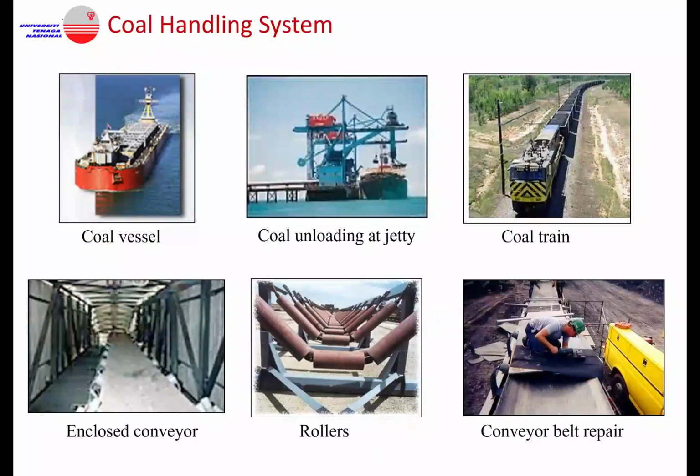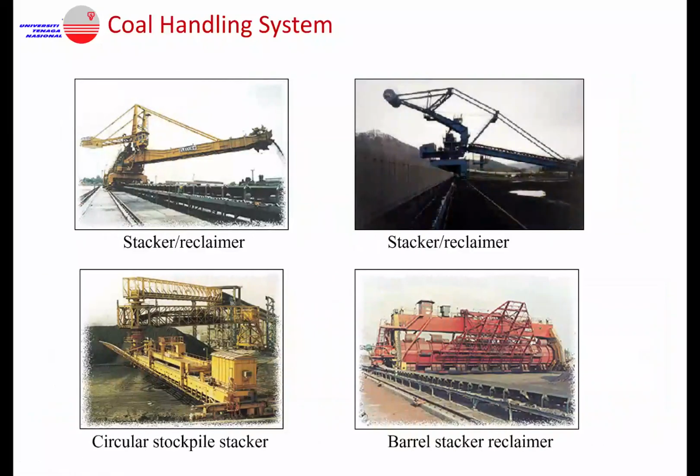Some pictures again. These are a typical coal vessel unloading process at the jetty. You might have a train to transfer the coal here, and these are the conveyors. These are the rollers for the conveyor, and also the repairing process for the conveyor belt.